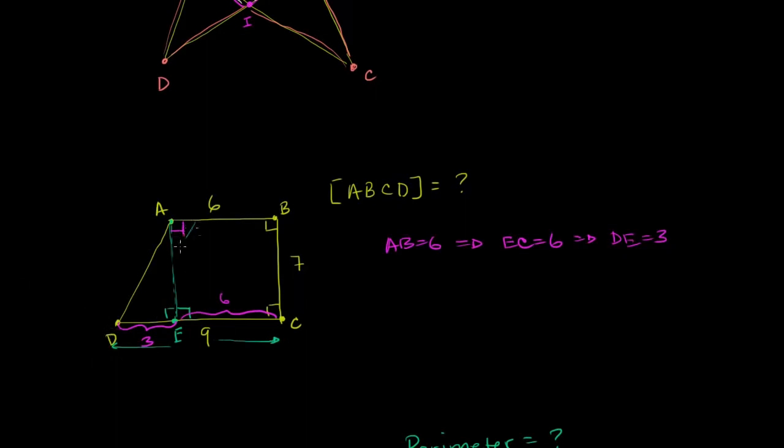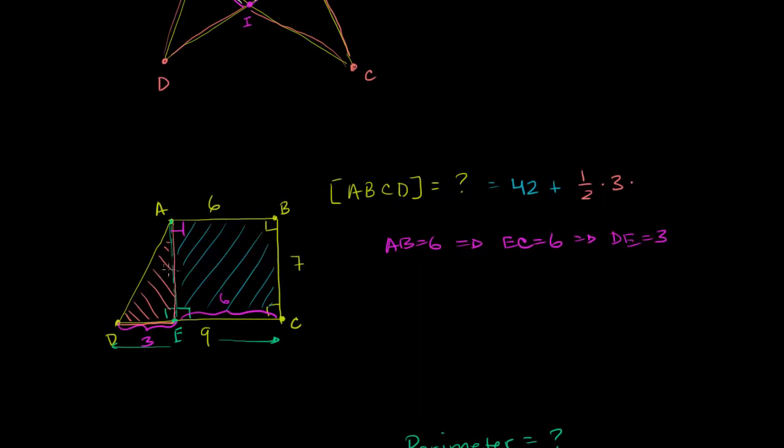The area of this part right over here, this rectangle, is just going to be 6 times 7. So it's going to be equal to 42 plus the area of this triangle right over here. Plus the area of this triangle right over here. And that's 1/2 base times height. 1/2. The base over here is 3. 1/2 times 3. And the height over here is, once again, it's going to be 7.